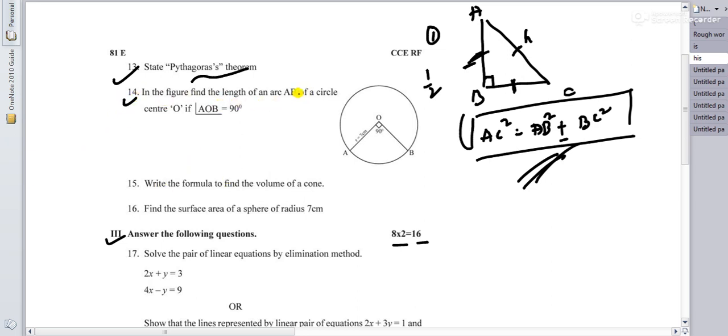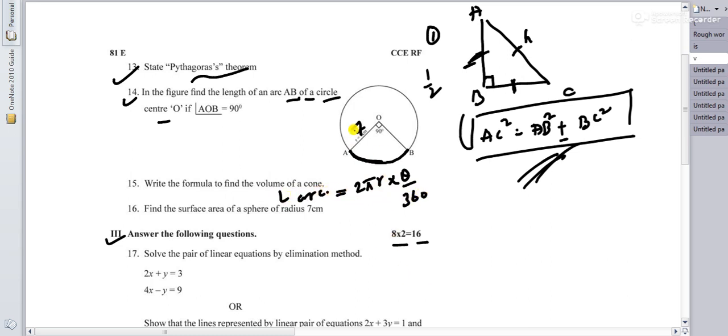In the figure, find the length of arc AB of a circle with center O if angle AOB is 90 degrees. Here they have given the radius as 7 centimeter. Arc is a part of the circle. The total length of the circle is 2 pi r, but I need just this arc, so just multiply with theta by 360. That's all. This is the length of arc.